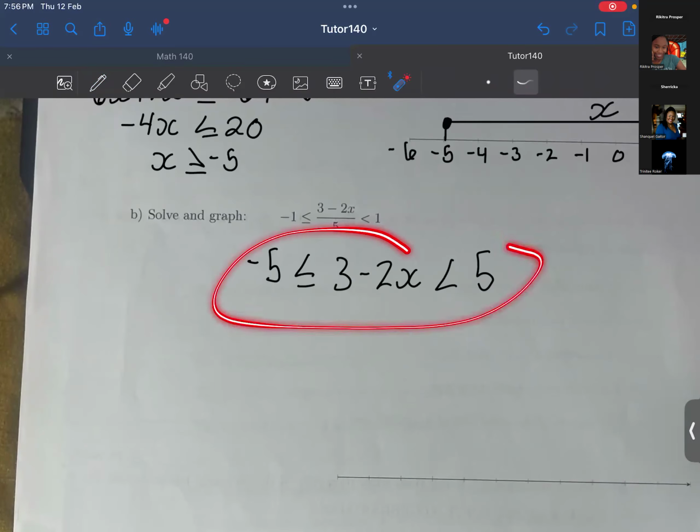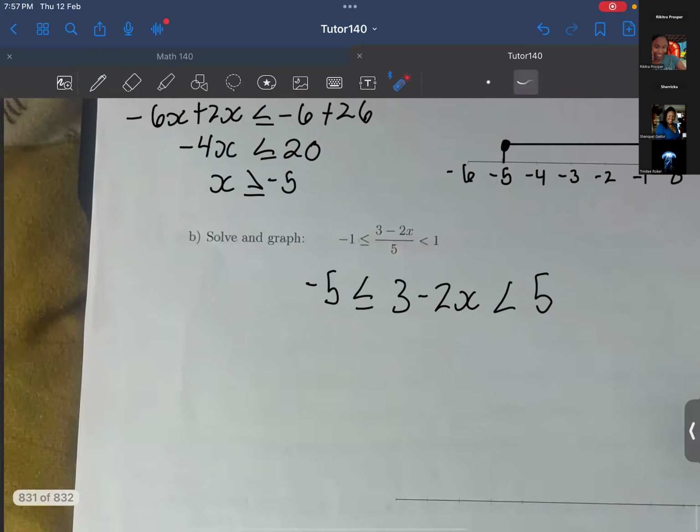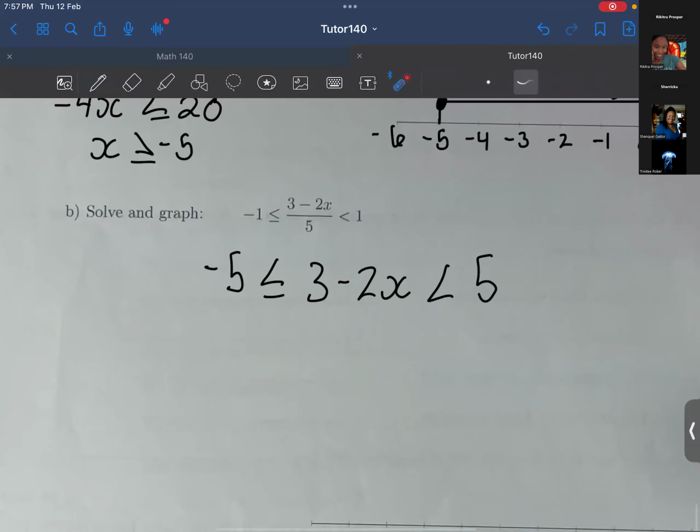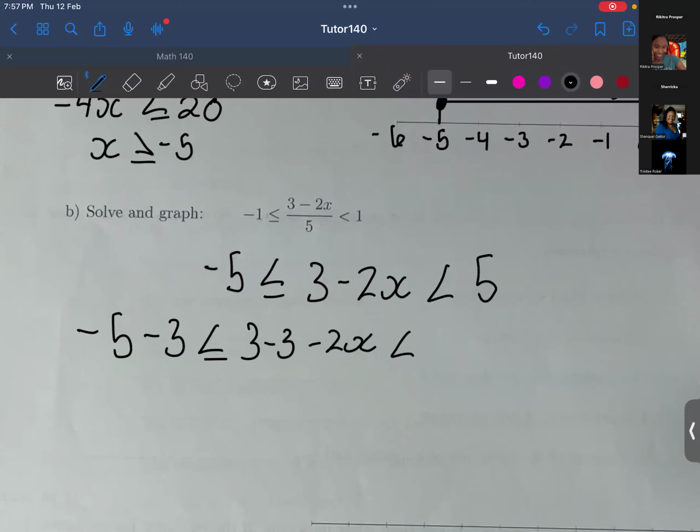Next thing we're going to do is subtract 3 from the entire inequality. Since it's positive here, to get rid of this 3, we have to subtract the 3 to make it 0. So we're going to subtract 3 from the entire inequality. So that's negative 5 minus 3, less than or equal to 3 minus 3 minus 2x, less than 5 minus 3. Simplify, that's negative 8 less than or equal to negative 2x less than 2.